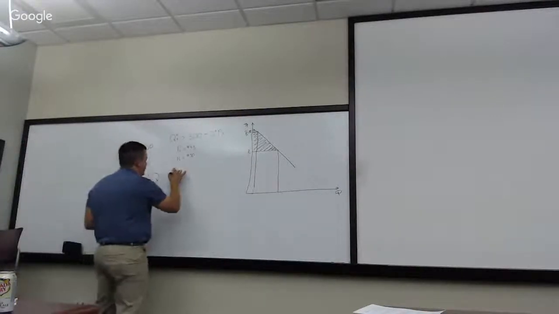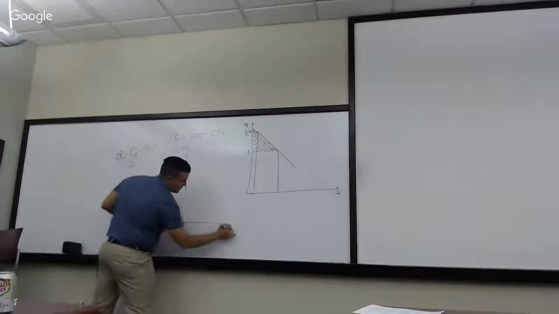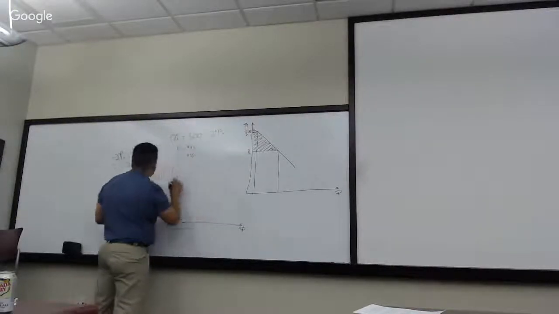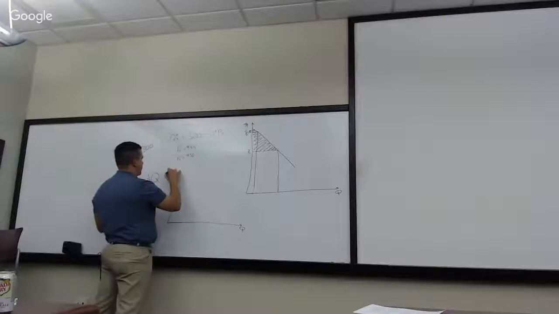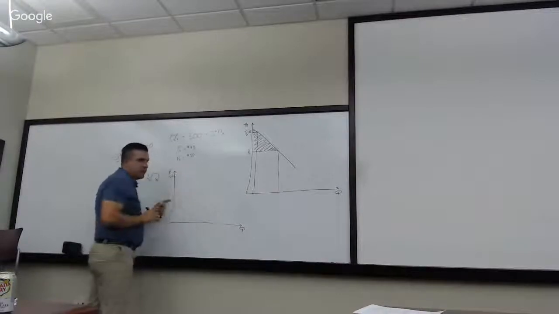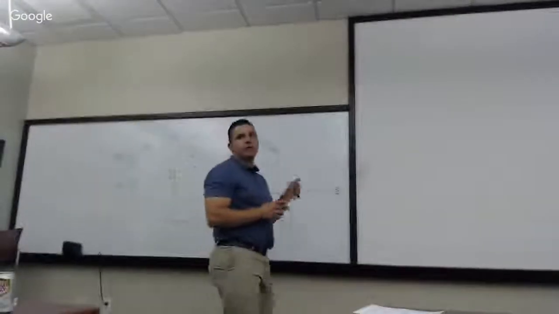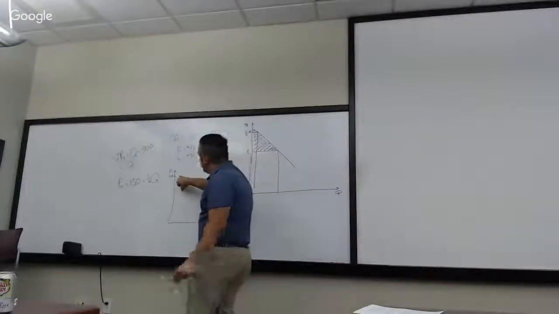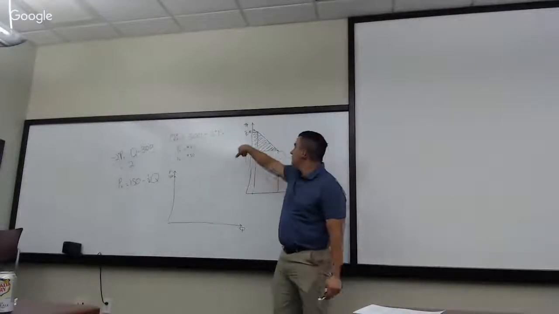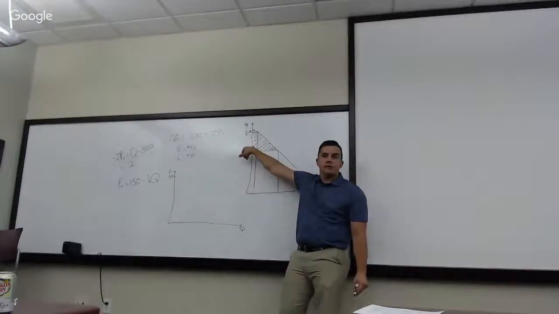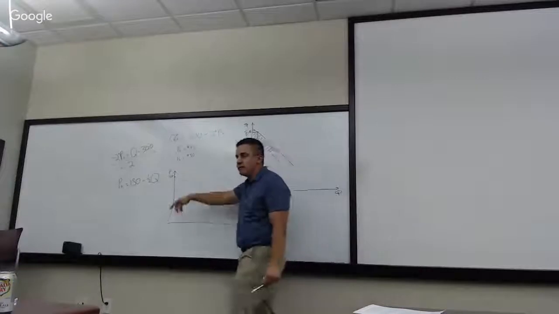So for our graph, we know that our intercept on our y-axis is going to be 150. This is going to be important because it is going to be part of our calculation when we calculate the area of this triangle. So we have to find the intercept first.